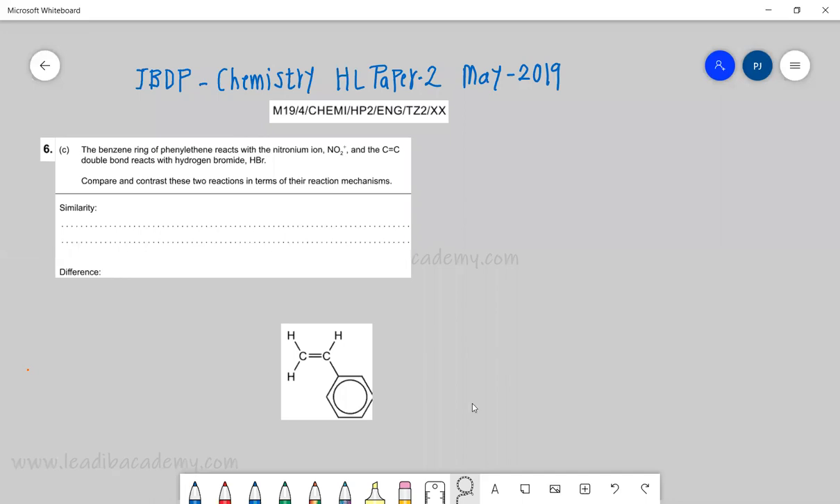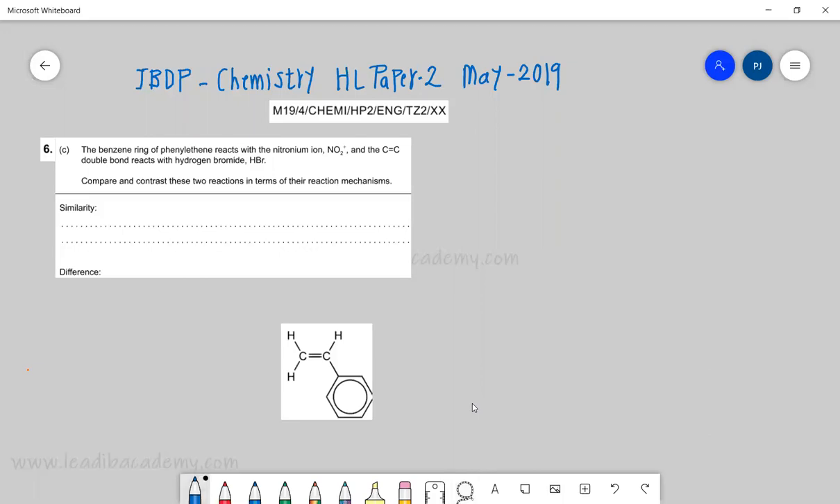Question number 6C. Another interesting question from organic. The benzene ring of phenylethene reacts with nitronium ion, NO2 plus, and the C double bond C reacts with hydrogen bromide. Compare and contrast these two reactions in terms of their reaction mechanism. So let's try to analyze this.